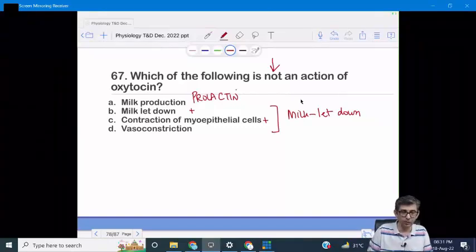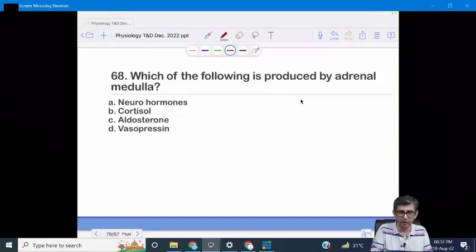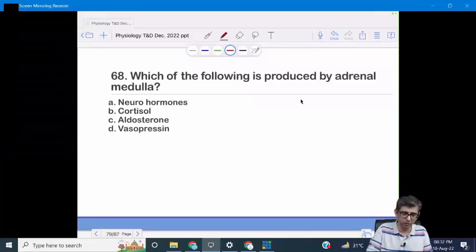The correct answer for question number 67 is option number A. We come to 68, which I think is one of the easiest questions for today. Which of the following is produced by adrenal medulla? The answer would be catecholamines, and catecholamines would be neurohormones.